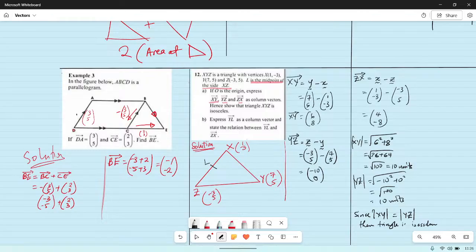Okay. So you see how we solve the vectors? It's very easy. It's very understandable.